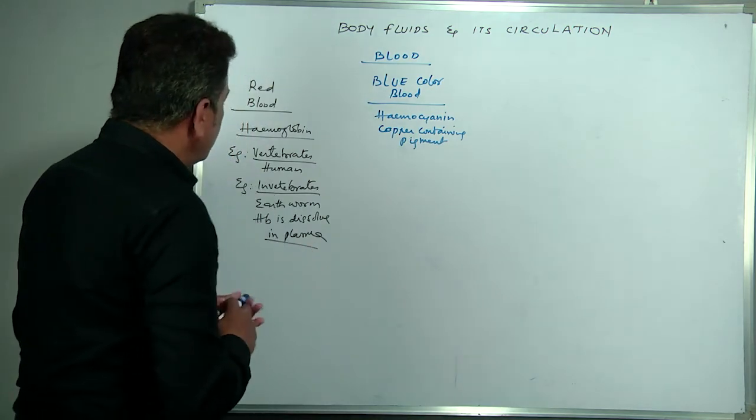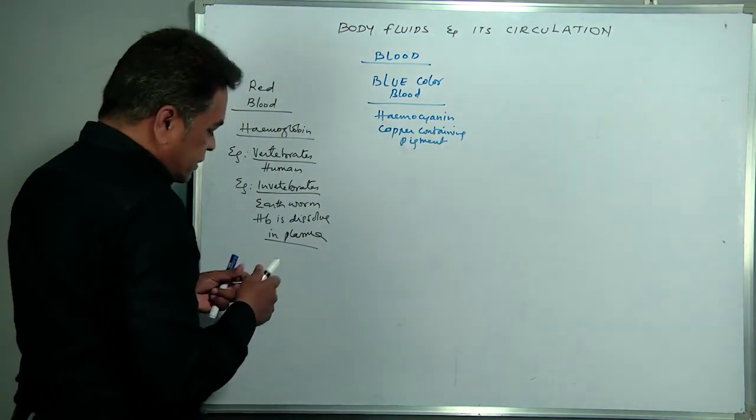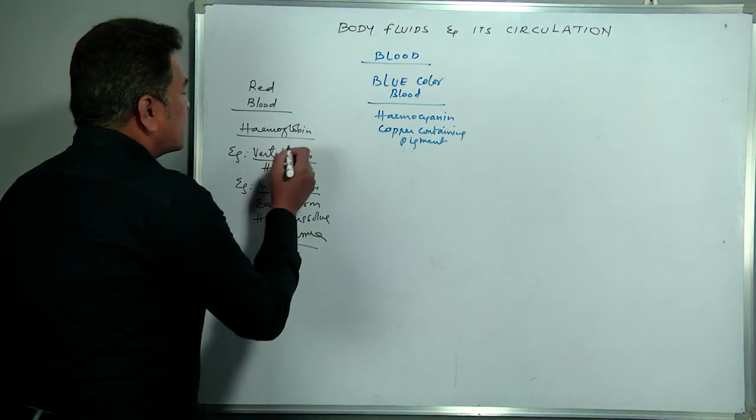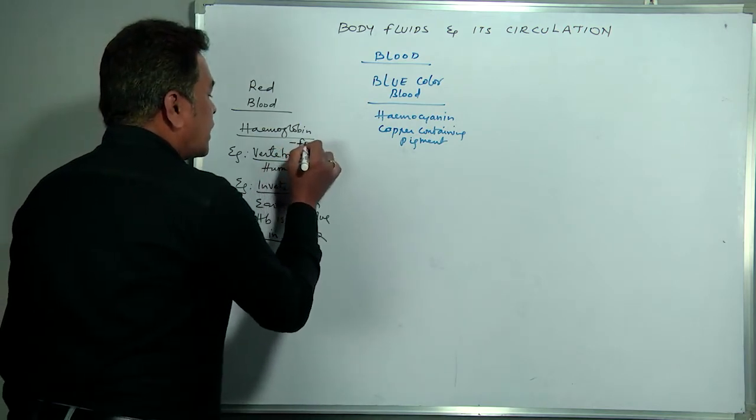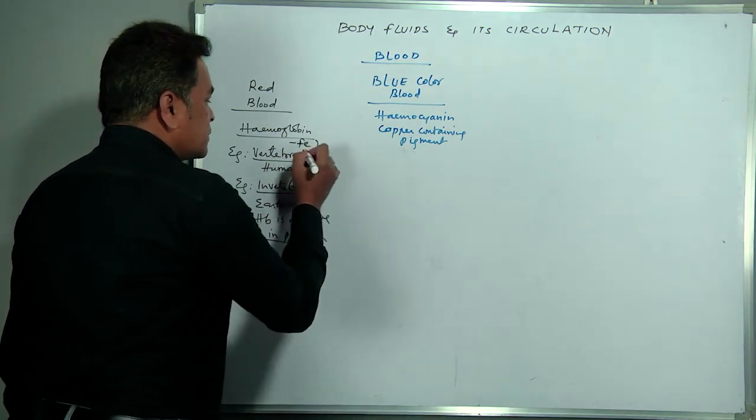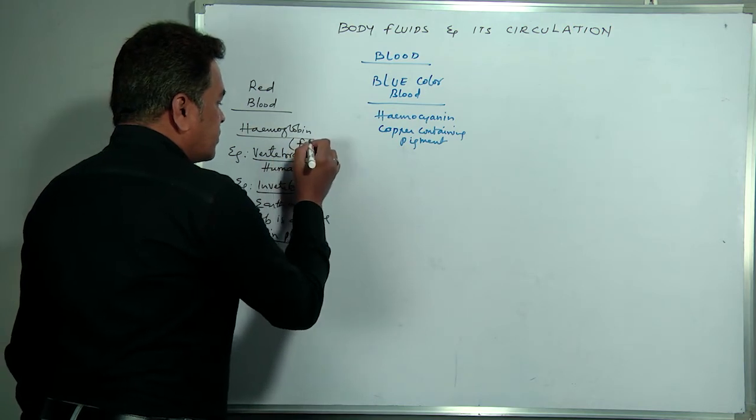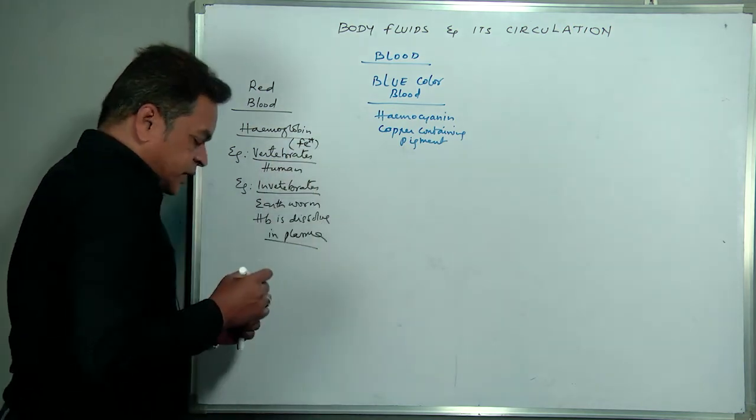Whereas hemoglobin, it is an iron-containing pigment. It is in the form of Fe2+, the ferrous form.